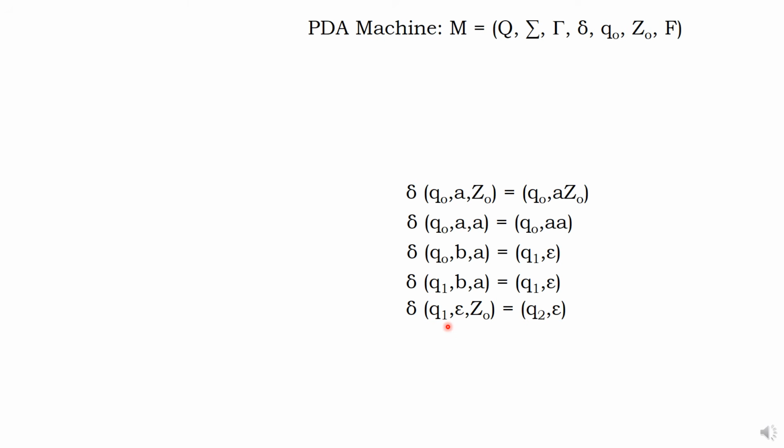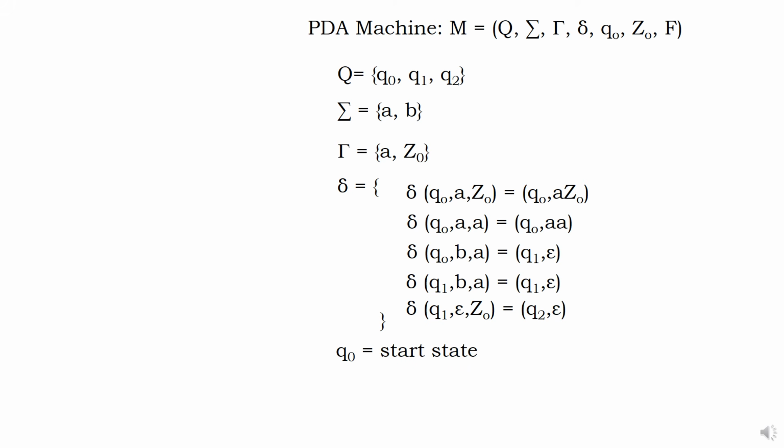Who is Q? Q is nothing but Q0, Q1, Q2. Who is sigma? A, B. That's all. Who is gamma? Who is in the stack? A and Z0. B is not there in the stack. Next, who is delta? This fellow is the delta. Who is Q0? Initial state or start state. Who is Z0? Initial symbol on the stack, called pointer. Who is F? Final state is Q2.